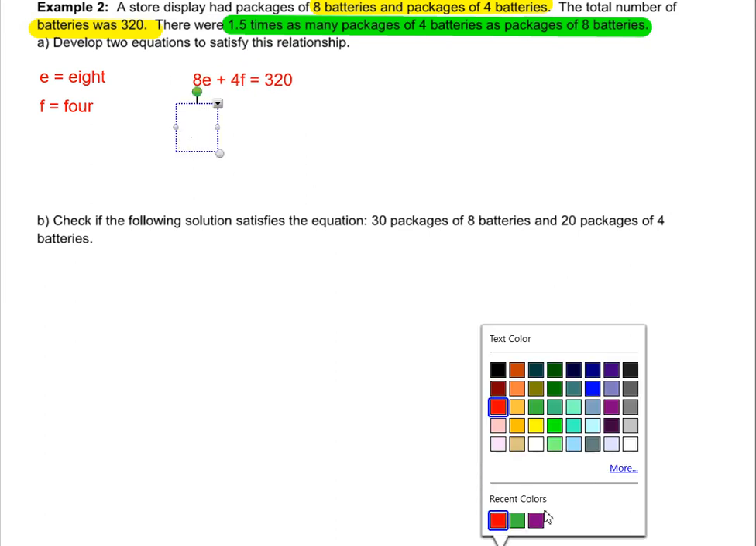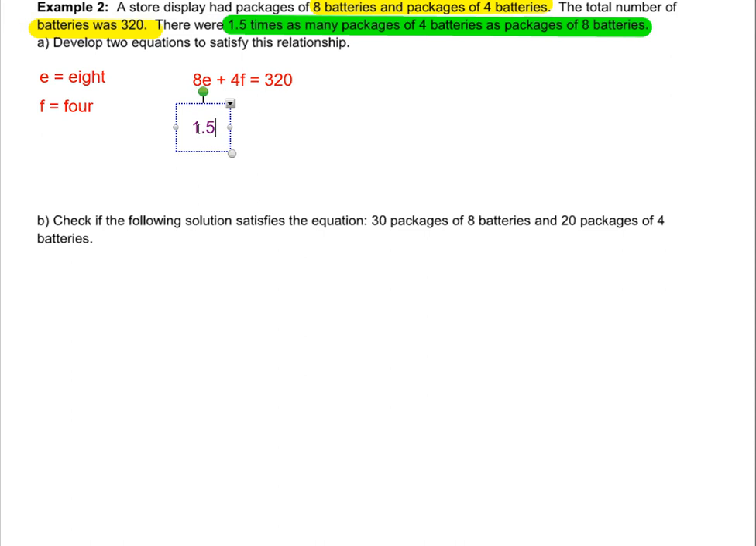Now I'm going to make my second equation, 1.5 times as many 4-pack batteries as 8-pack batteries. So I have 1.5 times as many 4-packages as I do 8-package batteries. So E is going to equal 1.5 times F. So now we can check if the solution satisfies the equation.